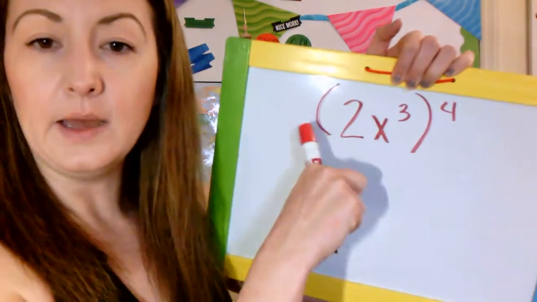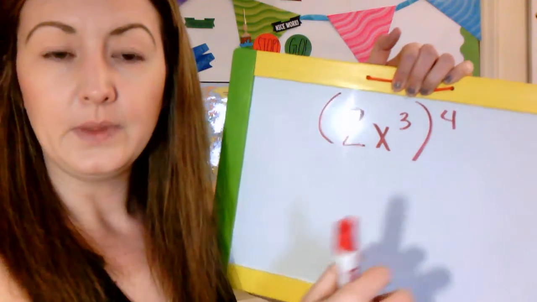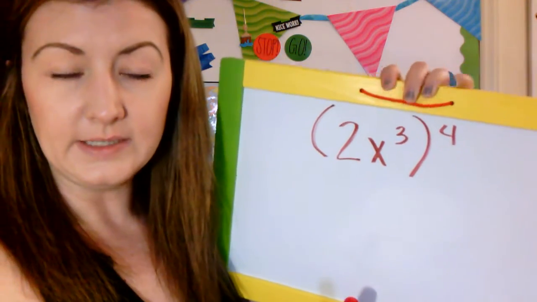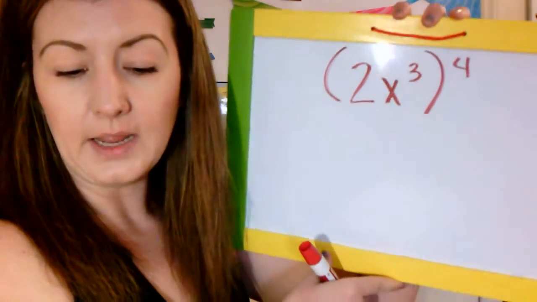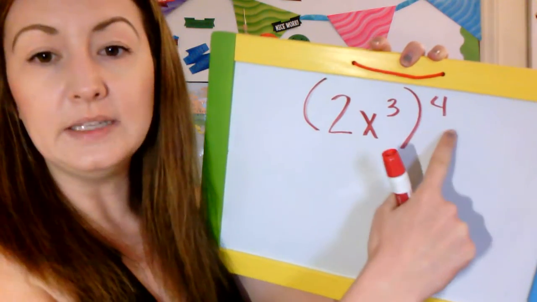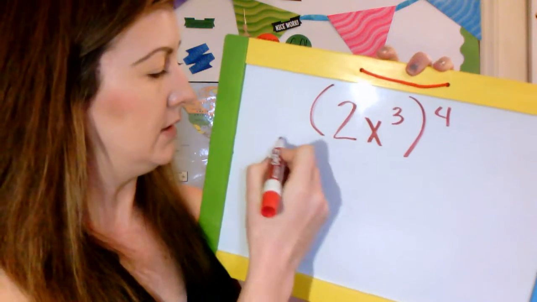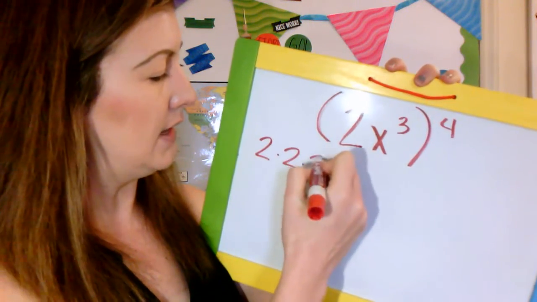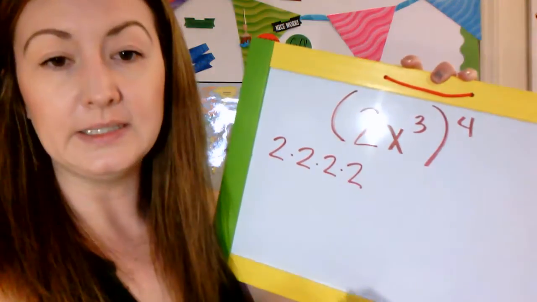Now let's look at a power raised to a power. In your notes it says raise the coefficient to the outside power and then multiply your exponents. So this coefficient of 2 would get raised to the 4th power, which is 2 times 2 times 2 times 2, which we know is 16.